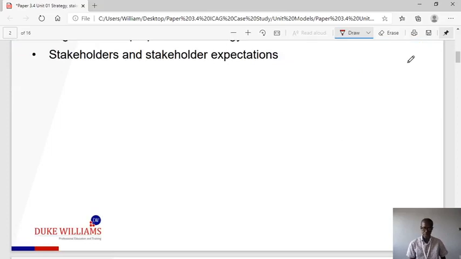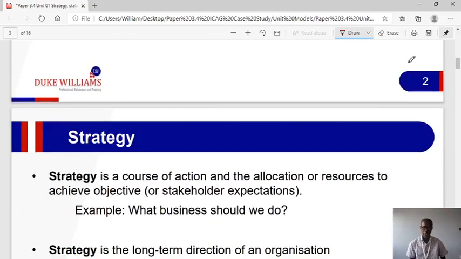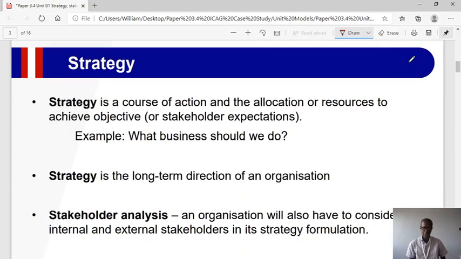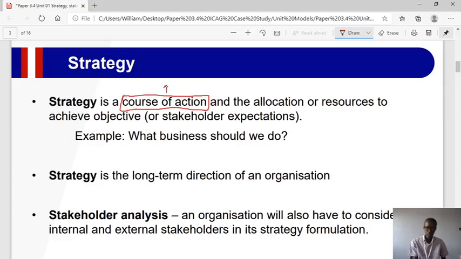Let us now begin by looking at strategy and what we mean by strategy. Though there are different definitions for strategies, we will be looking at this as our working definition for strategy and strategic management. In this definition, we say strategy is first of all a course of action. What we want to do is a course of action.